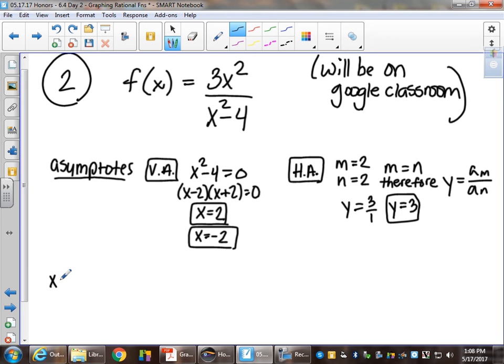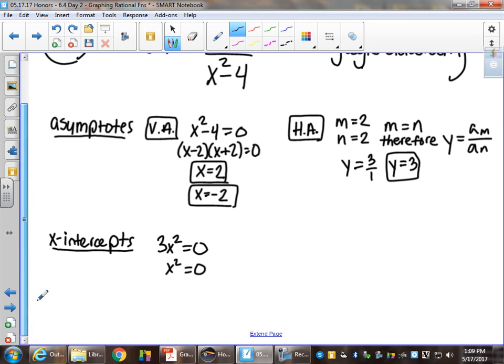Next, we will look at x-intercepts. X-intercepts come from the real zeros of the numerator. So I look at 3x squared. I set that equal to 0. Dividing by 3, I get x squared equals 0. And if you take the square root, the square root of 0 is 0. So I have one x-intercept at 0.